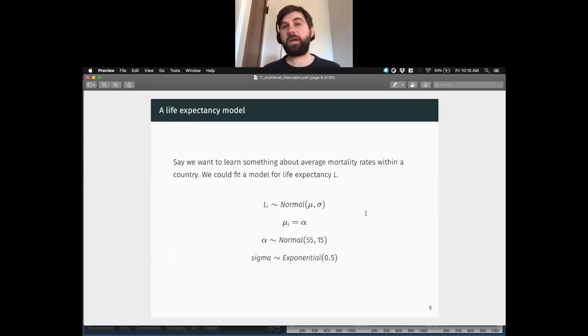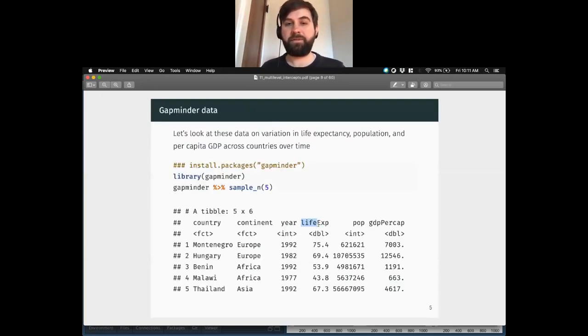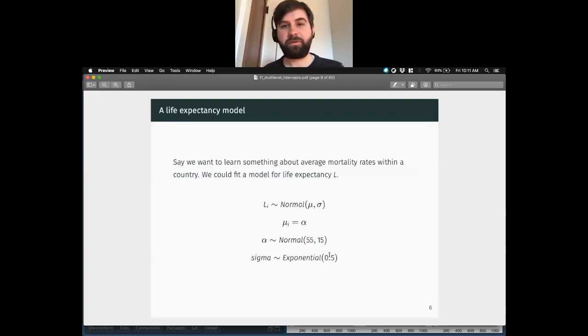Okay, so let's say we want to learn something about average mortality rates within countries. We're going to start with the simplest model that I can imagine, which is a normal likelihood model for life expectancy, right? We're going to model this column, lifeExp. I'm going to turn it into just a variable named L for now. It's continuous and it's relatively high, so I think a normal likelihood is fine for this. If we use reasonable priors, we're not going to sample negative numbers. So I think a normal likelihood will be fine.